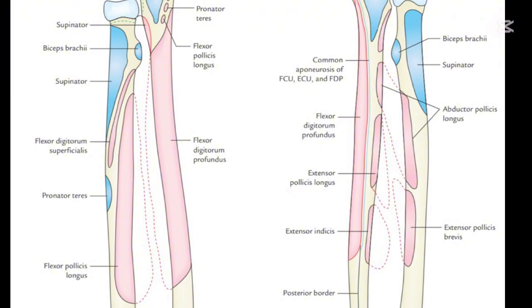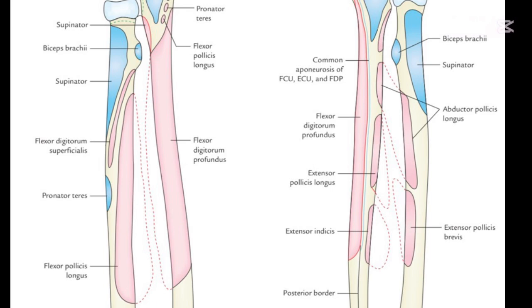The nutrient foramen is where the nutrient artery supplies the bone. So if you remember what a nutrient artery is, the nutrient artery supplies nutrition to the spongy part of the bone, of the radius bone.